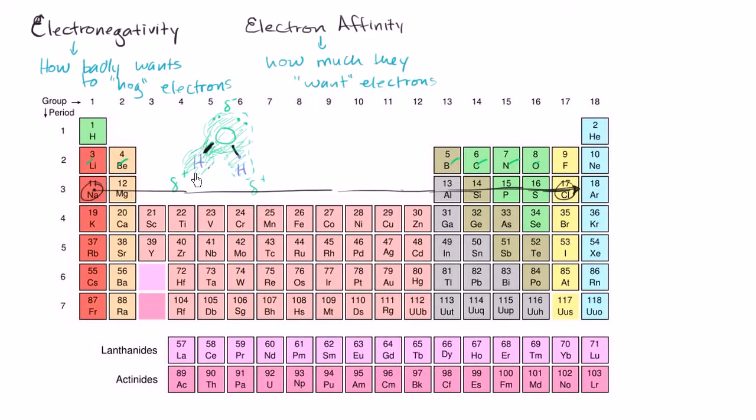So this trend right here, when you go from the left to the right, let me write this, you're getting more electronegative as you go to the right. Now, what do you think the trend is going to be as you go down in a group? What do you think the trend is going to be as you go down?